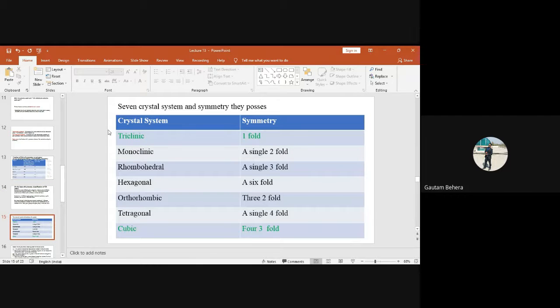These are the 7 crystal systems and these are the symmetries present. Just have a look at which crystal system has the minimum symmetry and which has the highest symmetry. Just tell me quickly.